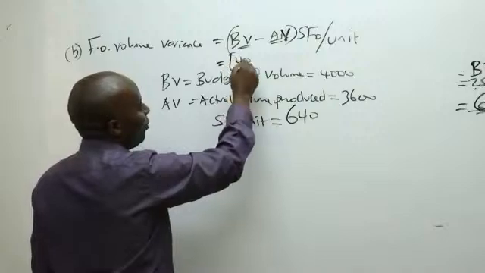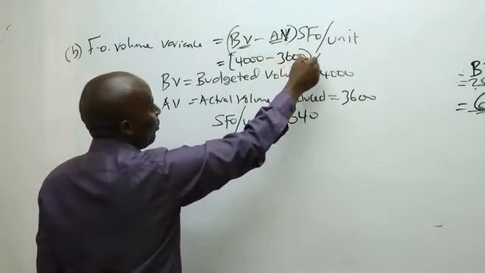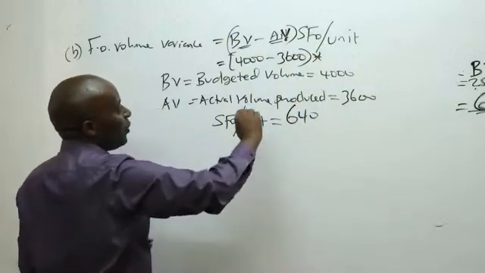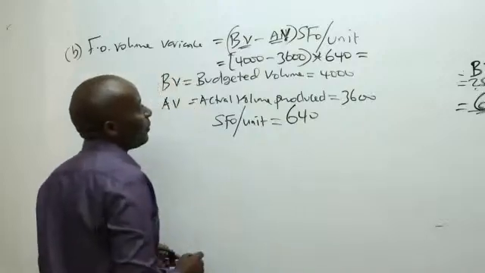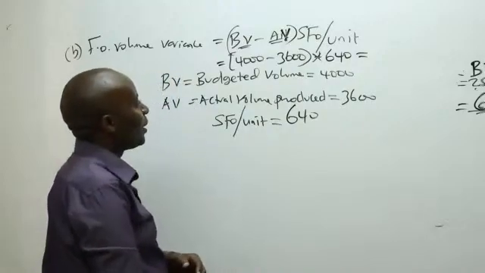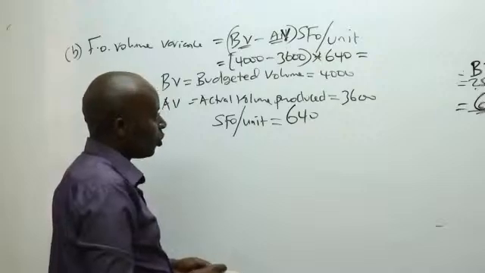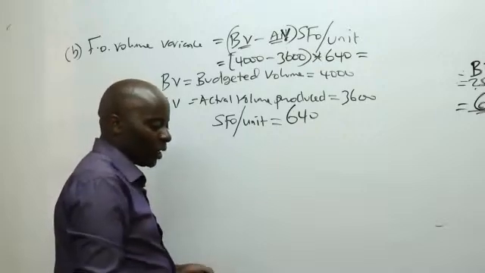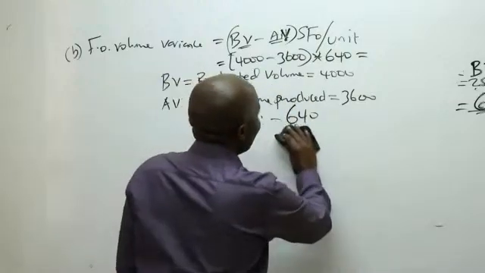So then this will be equal to my budgeted volume of 4,000 minus my actual volume of 3,600, multiplied by the standard fixed overheads per unit, which is 640. Please give us an answer. Open bracket, 4,000 minus 3,600, close, times 640. What figure are we getting?